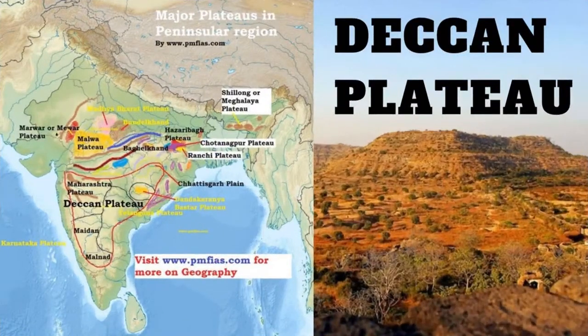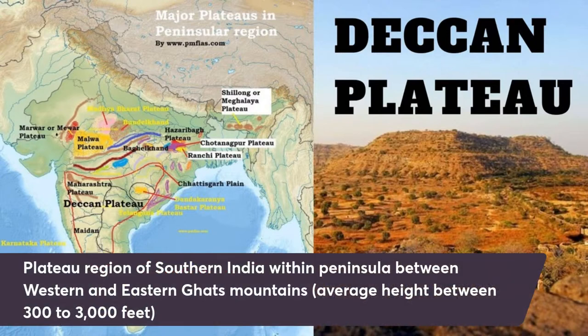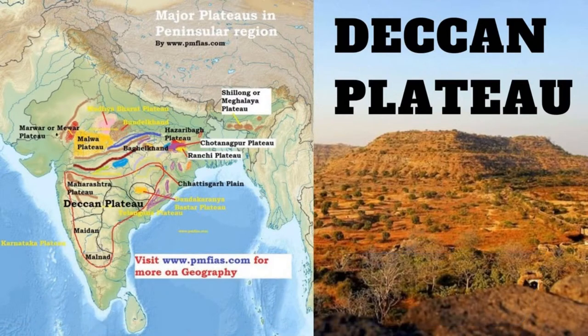They also have what they call the Deccan Plateau. You see right here, the Deccan Plateau is this plateau region of southern India within the peninsula, at the bottom of the peninsula, between the Western and Eastern Ghats, which are mountain ranges on the western and eastern sides of the peninsula. And you can see the average height is somewhere between 300 to 3,000 feet. So it's kind of this flat plateau area that's a little bit high up.